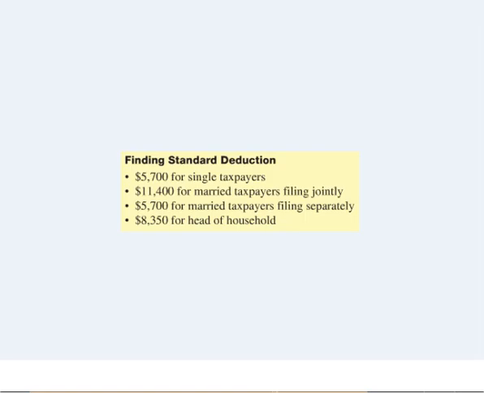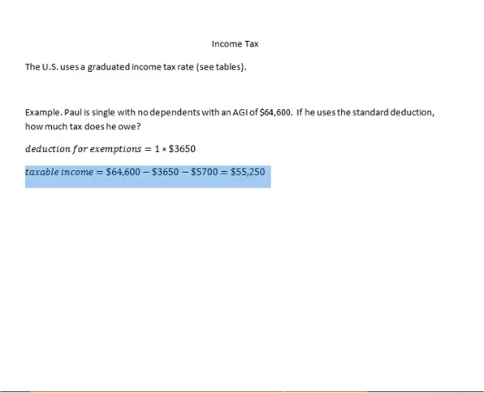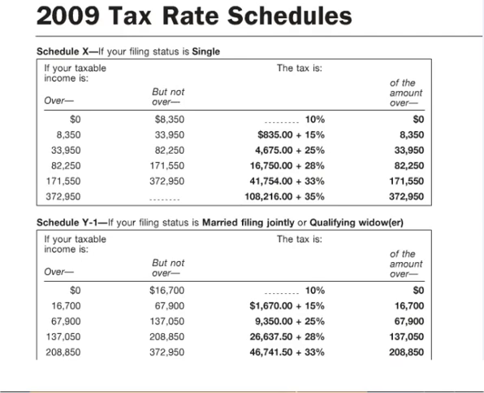So he's a single taxpayer. He gets a standard deduction of $5,700. So now we have the taxable income. So to find the income tax, we're going to have to go to the income tax table. He's single, so we're using Schedule X.